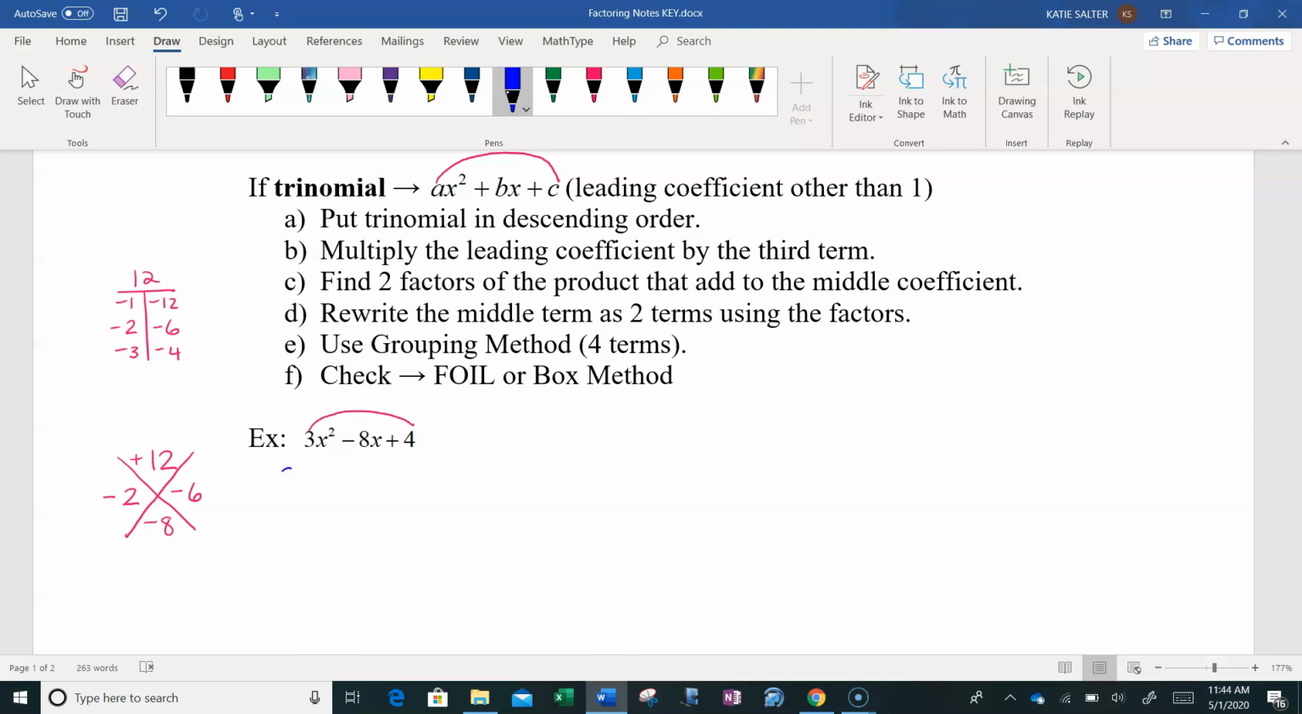So, we're going to copy our first term. We're going to rewrite our middle term as 2 terms using these factors that we found.